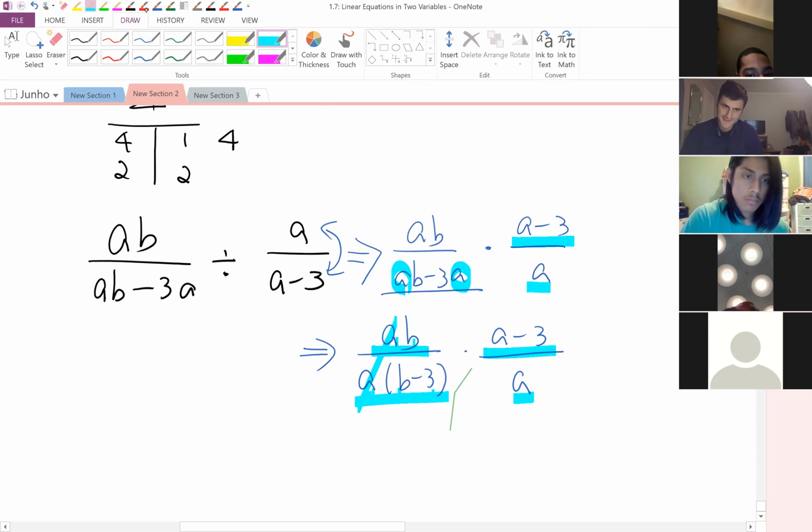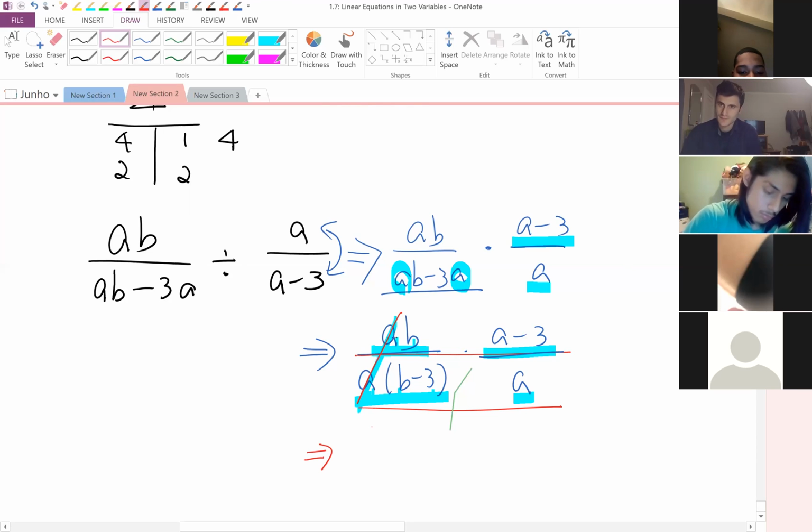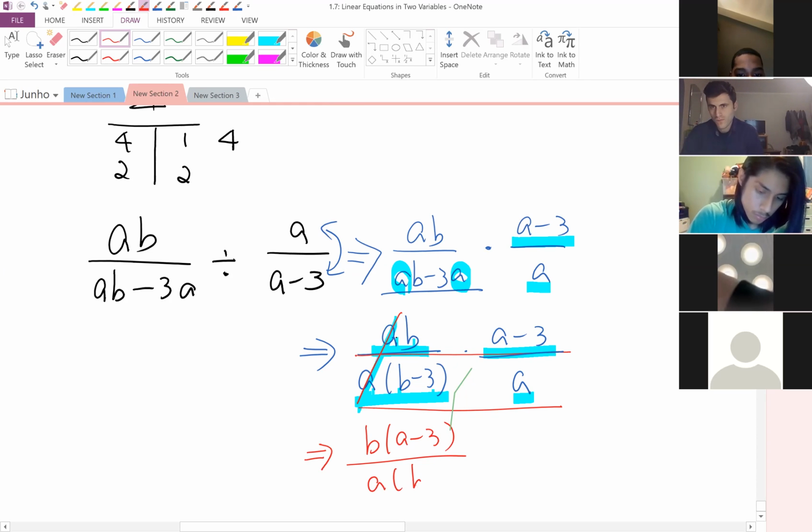Now, in the numerator and denominator, A is a common factor, so we cancel it out. Therefore, the answer becomes B times A minus 3 over A times B minus 3. But be careful: this A and that A are totally different factors, so you can't cancel them out.